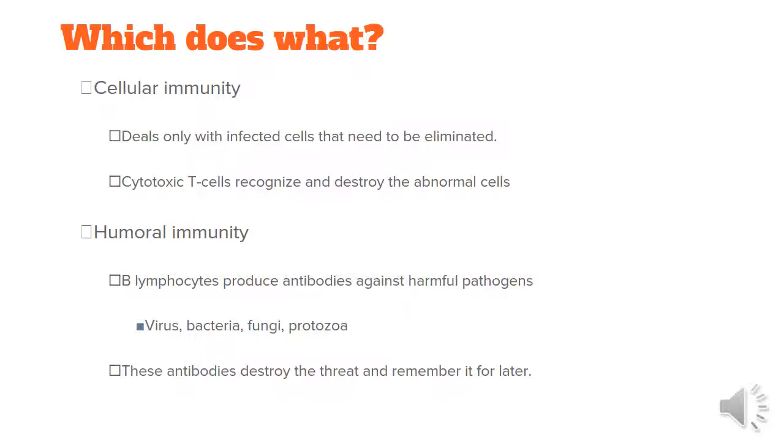So with cellular immunity, it deals only with infected cells that need to be eliminated, and the cytotoxic T cells recognize and destroy abnormal cells. In humoral immunity, your B lymphocytes will produce antibodies against virus, bacteria, fungi, protozoa, anything that can harm the body. These antibodies destroy the threat and remember it for later. So when you get vaccines, you're building up your humoral immunity with the idea that later on you won't get that disease or that virus, that bacteria, whatever. Or if you get it, it's a weaker reaction. You don't have it as bad.